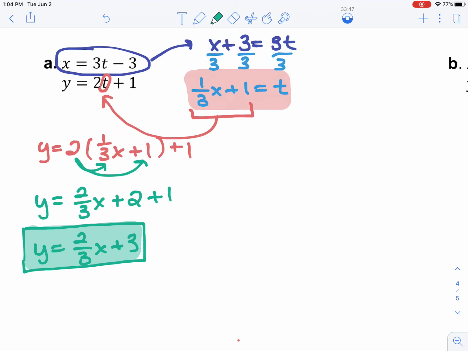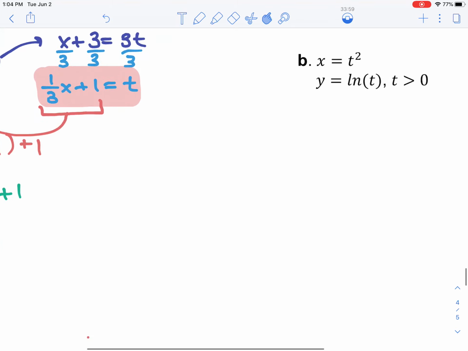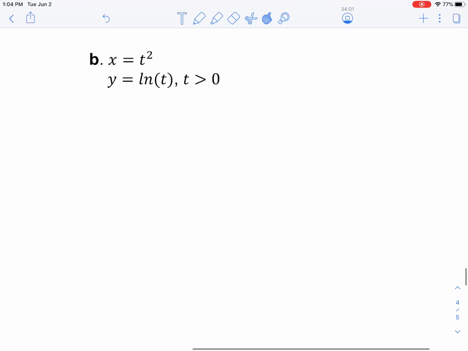And again, I'd encourage you to do this the other way. Take y equals 2t plus 1 and isolate t, and then go ahead and plug that into your x equals equation and see how your answers compare. Okay, so let's go ahead and look at b.